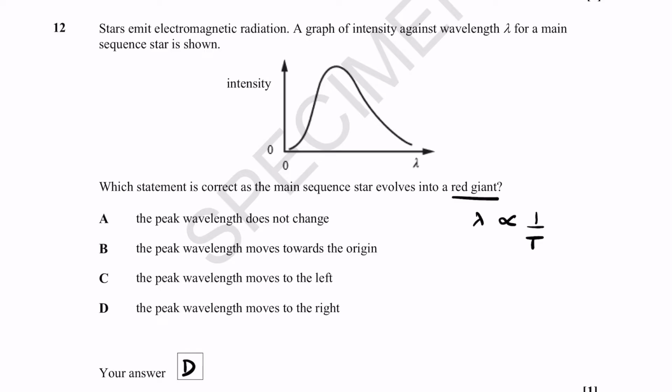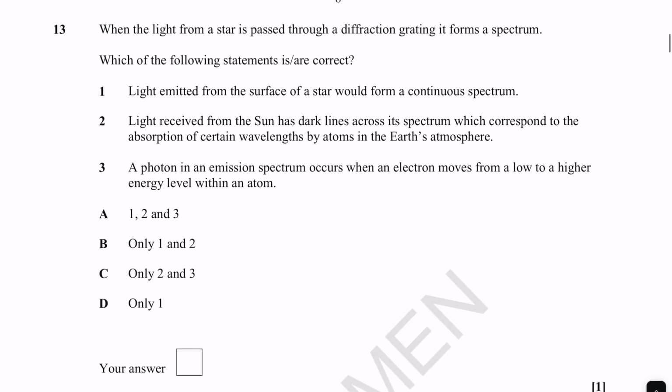Okay, so question number 13. It says, when the light from a star is passed through a diffraction grating, it forms a spectrum. Which of the following statements is or are correct? Light emitted from the surface of a star would form a continuous spectrum. Yes, indeed, it would. Then, light received from the sun has dark lines across the spectrum which correspond to the absorption of certain wavelengths by the atoms in the Earth's atmosphere.